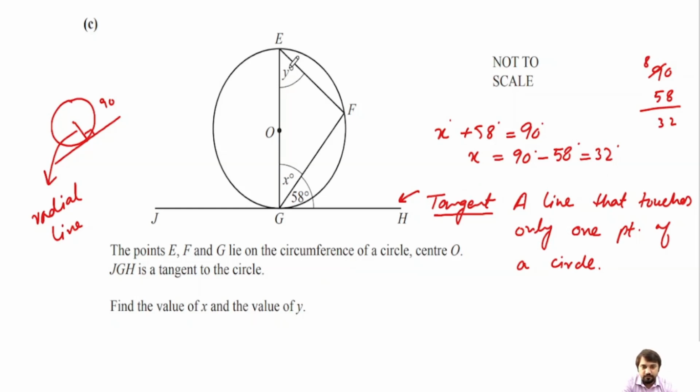Now, in order to calculate the value of y, we should know about this angle. And here is another information. The information is that if we have this diameter, any angle in a semicircle is of 90 degree. This is a theorem. Angle in a semicircle, any angle in a semicircle is of 90 degree.